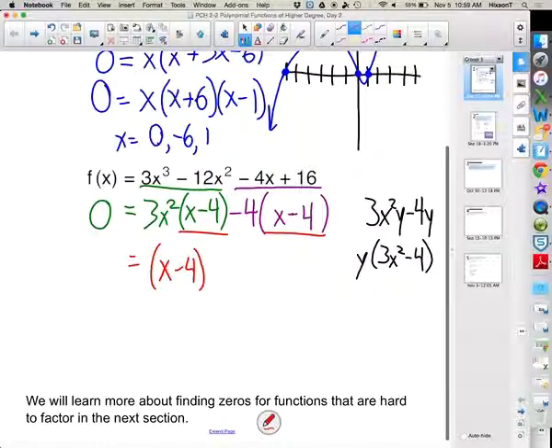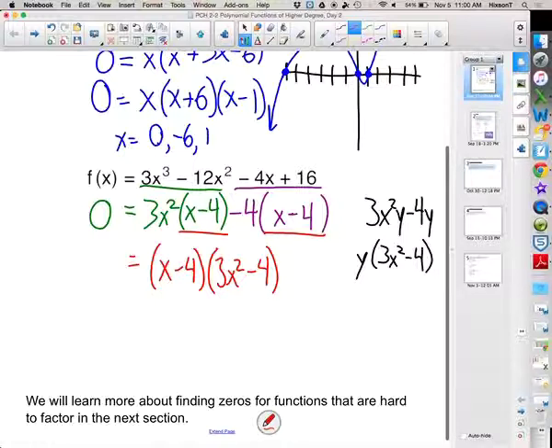And what's left over? Well, if I take it away from this, I've got a 3x squared. And if I take it away from this second half, I have 4. It wouldn't be x minus 4 squared. No, because you're taking out a common factor. Okay? And if you're not sure, you can always try to multiply it back in. Would you get the same thing if you multiplied it back in?